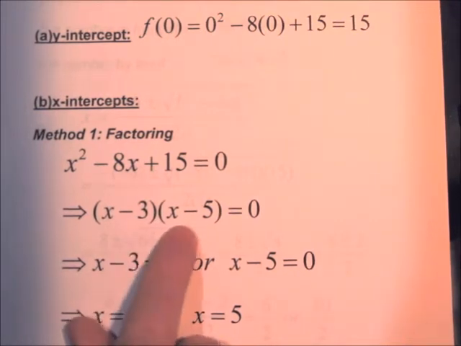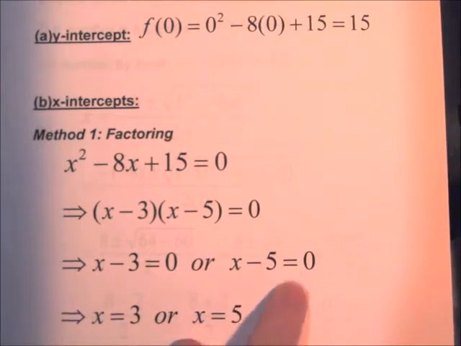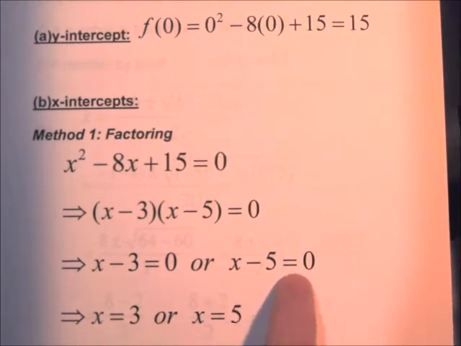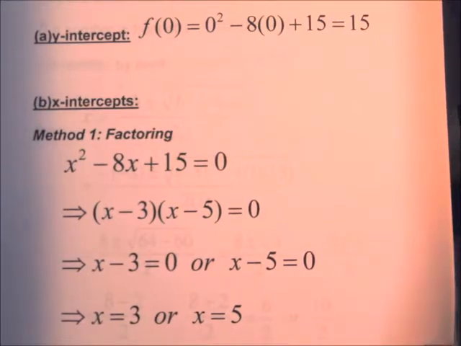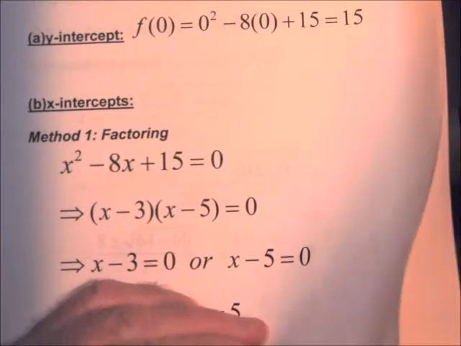Then we have a product equals 0. That means one of the factors has to be 0. x minus 3 equals 0, or x minus 5 equals 0. Add 3 to both sides of the first equation, you get x equals 3. Add 5 to both sides of the second equation, you get x equals 5. So those are our x-intercepts, 3 and 5.